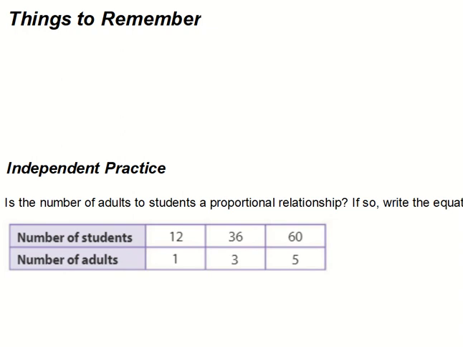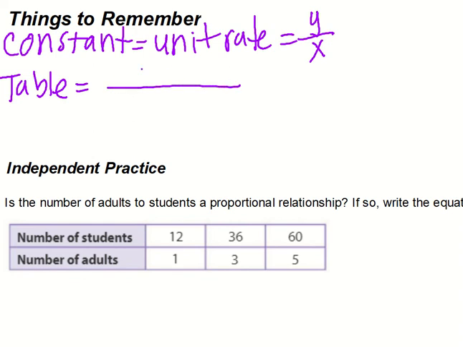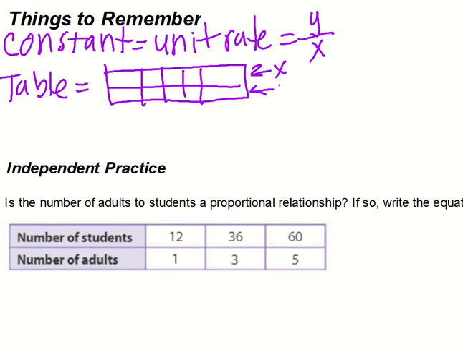So some things to remember: constant equals unit rate. That's from 4.1. Unit rate is going to be y's over x's. And then remember, in a table, I'll just kind of draw one. This one's always x, and this one's always y.